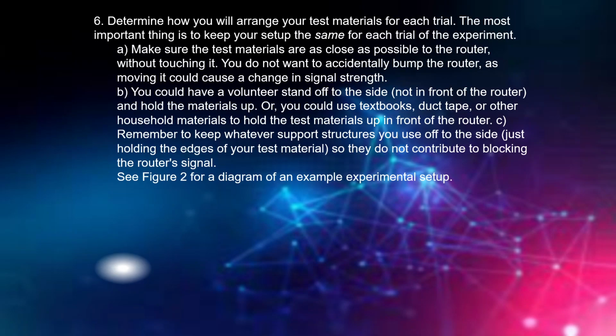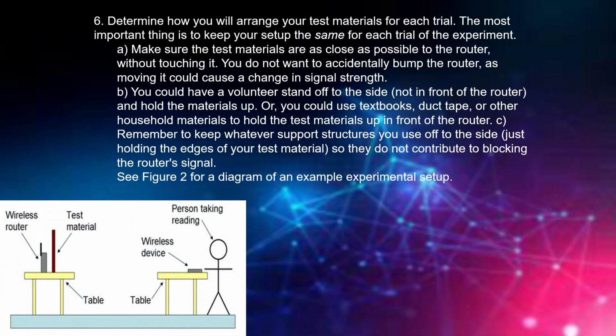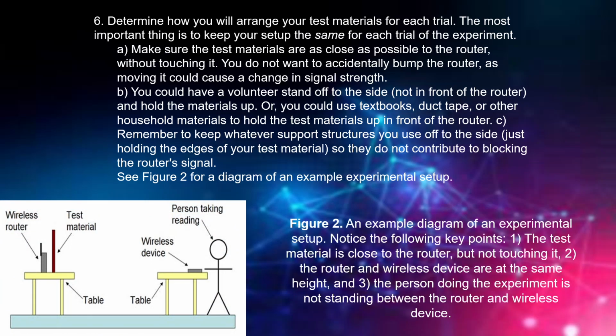So here is figure 2, which you all can see. It's an example of a diagram of the experimental setup, and we can notice the following key points. That is, the test material is close enough to the router but not touching it. Secondly, the router and the wireless device are at the same height. And thirdly, the person doing the experiment is not standing between the router and the wireless device.